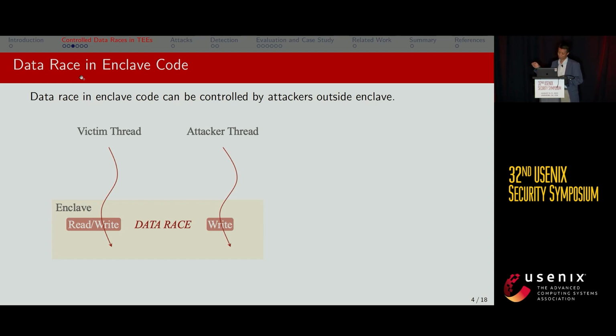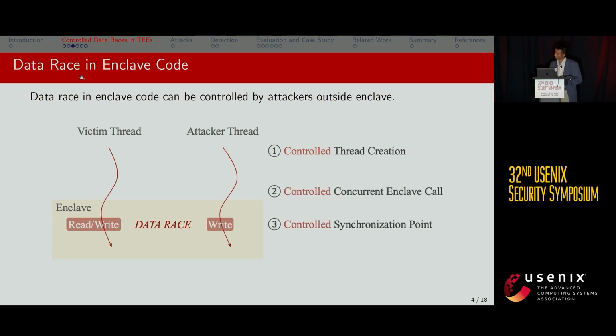The yellow box is the enclave, and everything outside is untrusted, including the operating system and other firmware. But inside the box is the enclave. So we have two threads. One is the victim thread, another is the attacker thread. They both enter the enclave, and then they have some shared memory access, and they have a data race. However, this can happen if you have these three steps. You can make it deterministic.